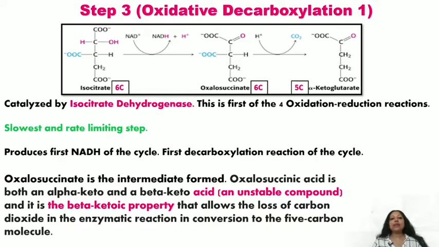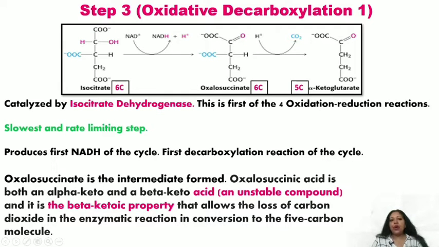Now coming to the step 3, which is known as oxidative decarboxylation, is step 1 of citric acid cycle. Yes. So far we have 6 carbon moiety in our hand. Citrate is a 6 carbon molecule and obviously its isomer is also a 6 carbon moiety, and at the end of this step we will have a 5 carbon molecule in our hand. Okay. So this step is catalyzed by isocitrate dehydrogenase, and this is the first of the 4 oxidation reduction reactions of citric acid cycle.